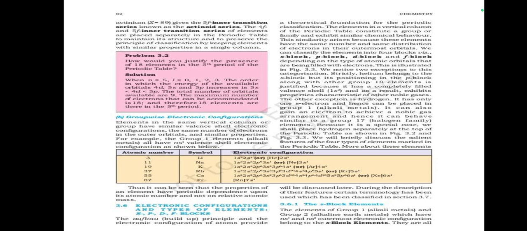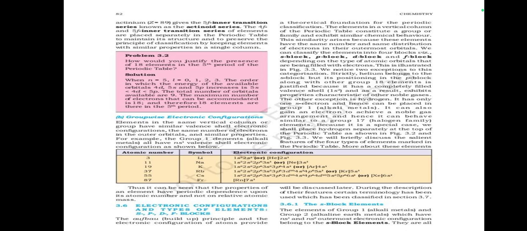We notice two exceptions to this categorization. Strictly, helium belongs to the s block, but its positioning in the p block along with other group 18 elements is justified because it has a completely filled valence shell 1s2 and as a result exhibits properties characteristic of other noble gases.